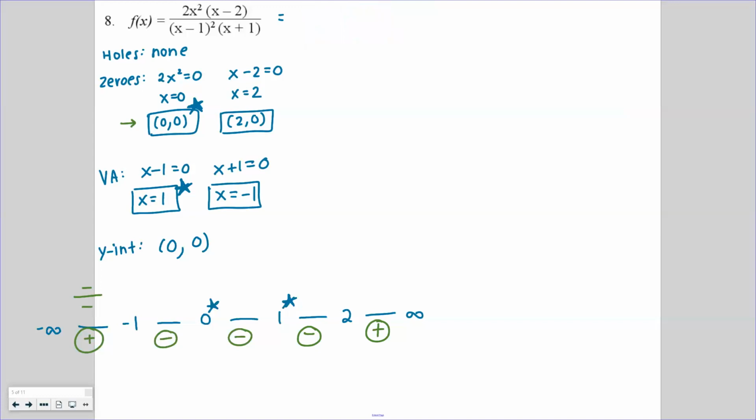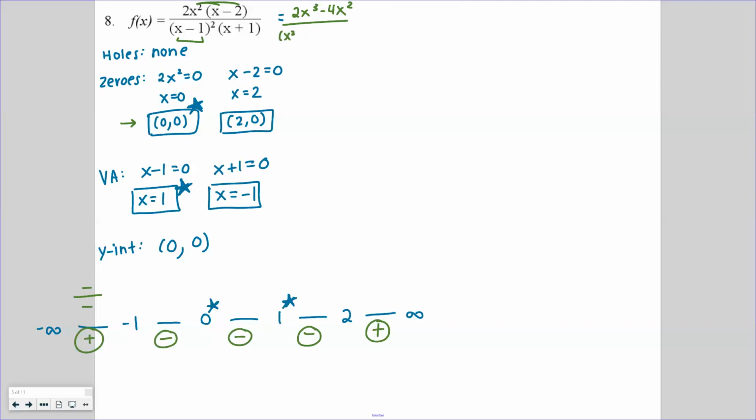Okay, last piece of information. Everything under the sign chart requires us to do the long division here. So I've got to multiply everything out in the top and the bottom so that I can do the division. I've got to distribute this 2x squared to both of these terms. We're going to get 2x cubed minus 4x squared on the top. And then I'm going to FOIL this x minus 1 squared first. I'm going to deal with that, and then I will do the multiplication by x plus 1.